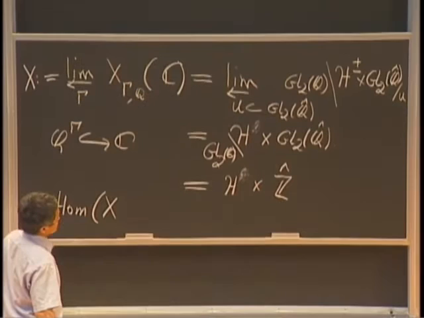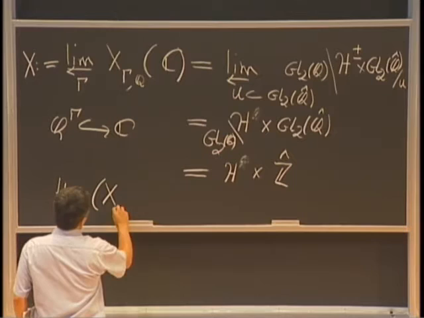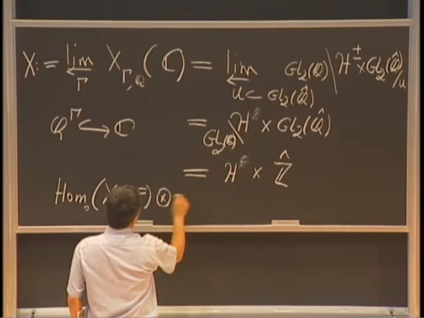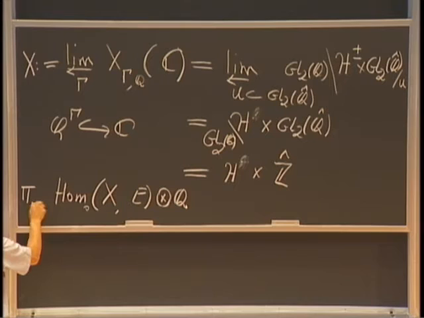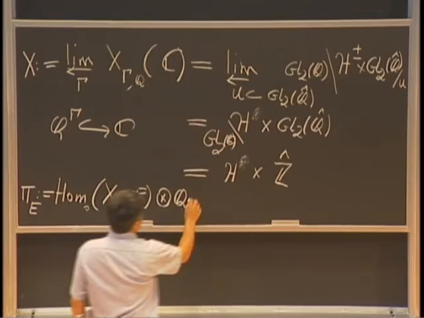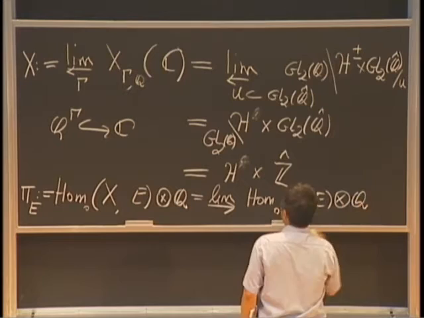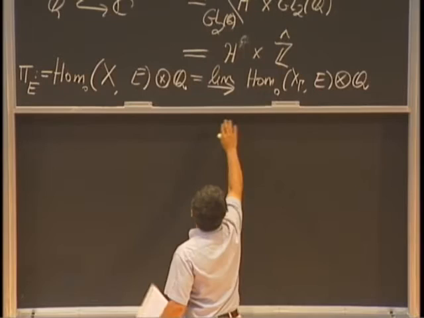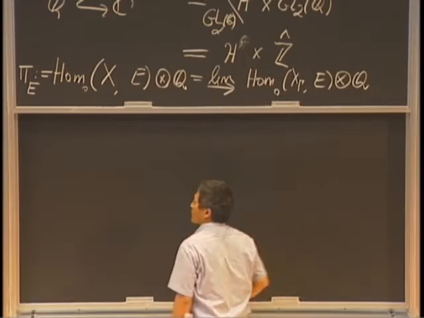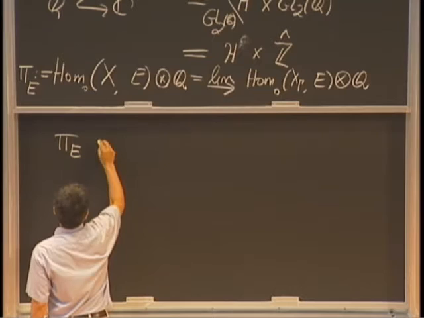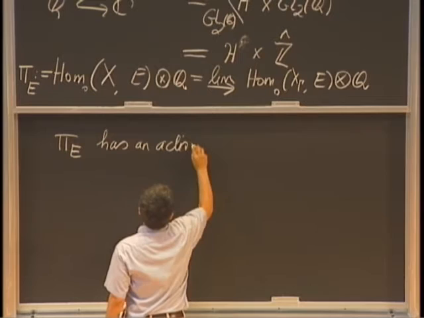So I can consider this morphism group of E, and somehow I tensor with Q here. I give it a name, called pi_E, or just pi. So this is a direct limit of the homomorphism groups of X_gamma to E tensor Q. So this pi_E has an action of GL2 of Q hat.